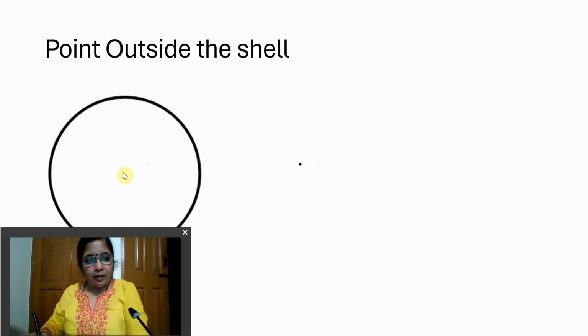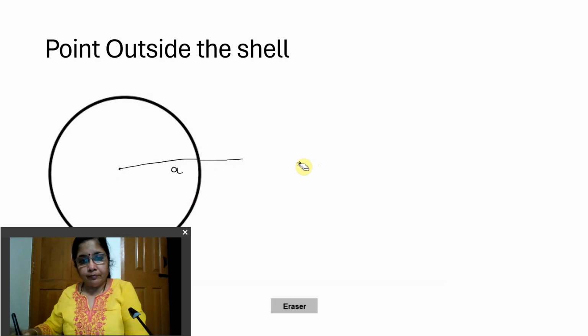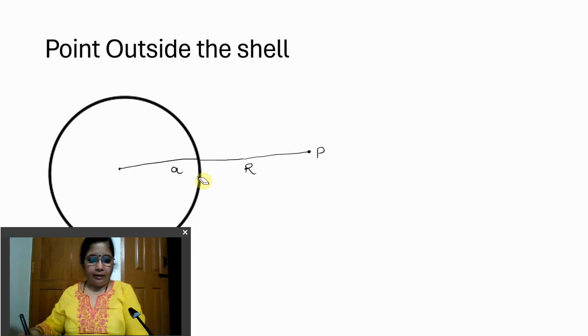So for that, let me consider this shell, and let this shell have a radius a. Let us assume the distance from the center of the shell to this point, which I'll call P, to be some r. Now let me redraw this line.